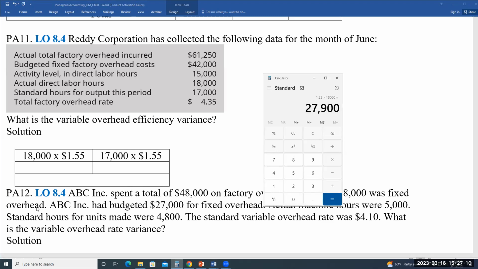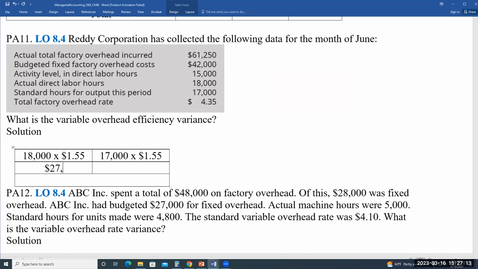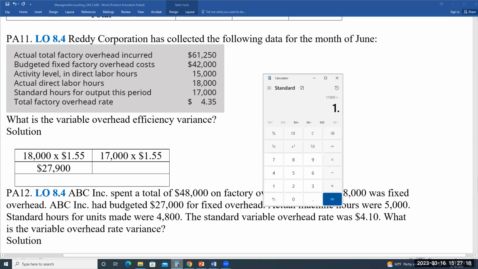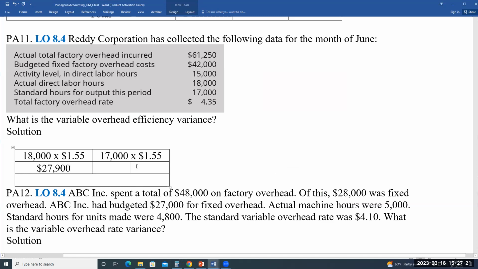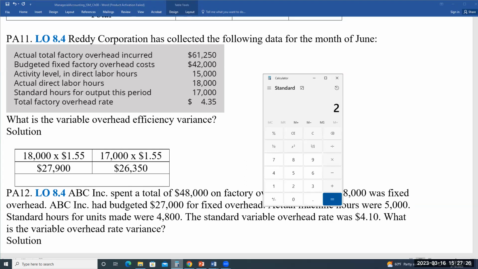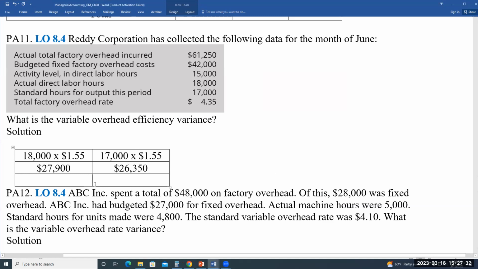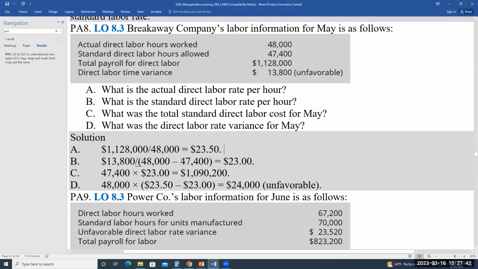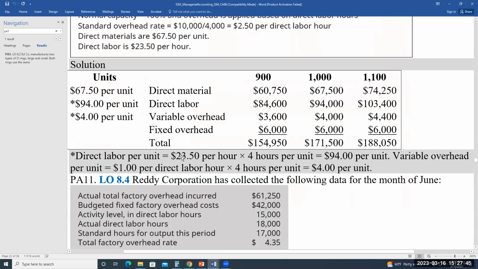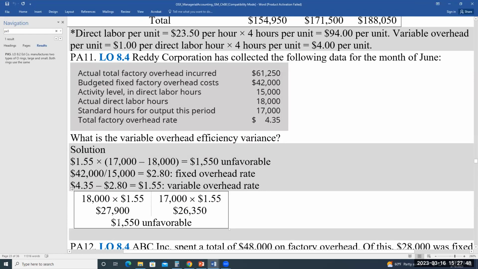So when we then plug those numbers in, we get 27,900 over here. We get 26,350 over here. Subtract, 1,550, it's a positive number. So that is our answer, 1,550 unfavorable. Number 11. Okay, and that is the right answer.